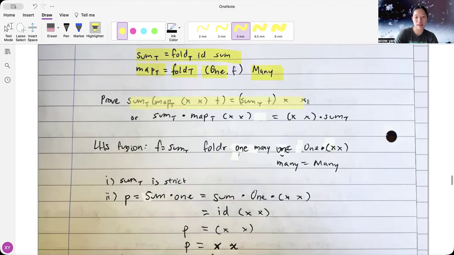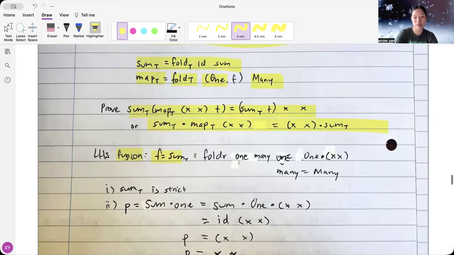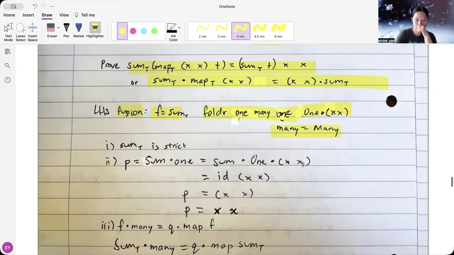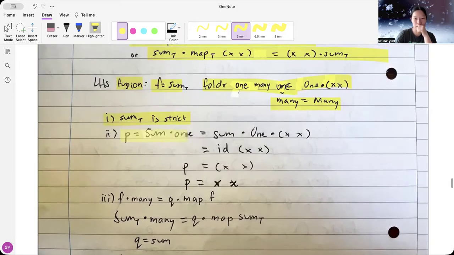So we want to prove that this statement holds, so we're going to write it in point form, which is nicer, and I'm going to apply our fusion. On the left-hand side, we have f is equal to sum t, and then fold our one many, where our one is this function, many is our capital many. So for condition one, we're going to check what f is, right? f is sum t and it's strict. For the second condition, we want to check the p, right? p is sum composed of one. So then our one function here would just be the one composed of times x. So then we would have this.